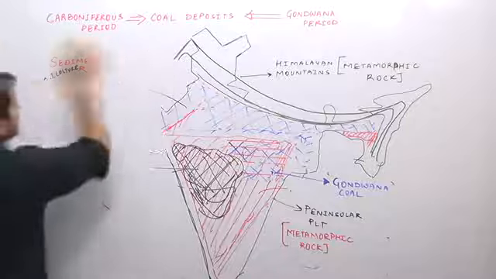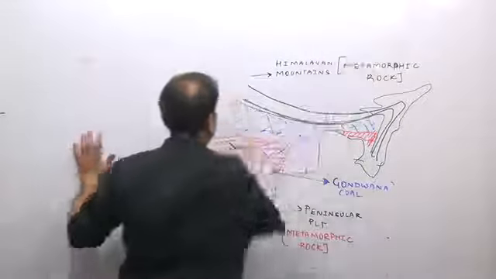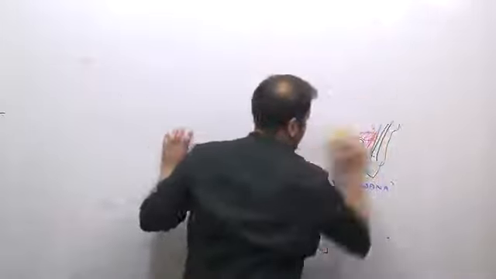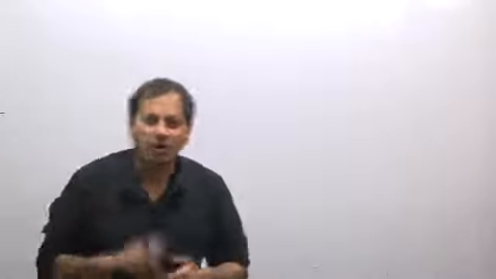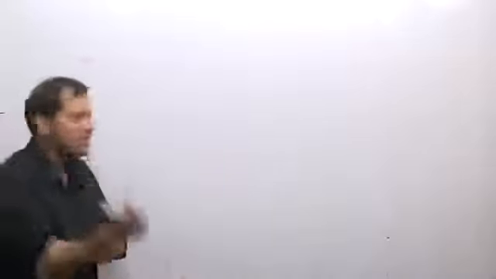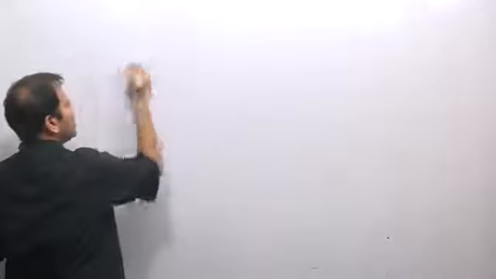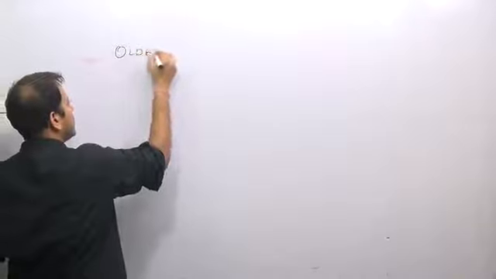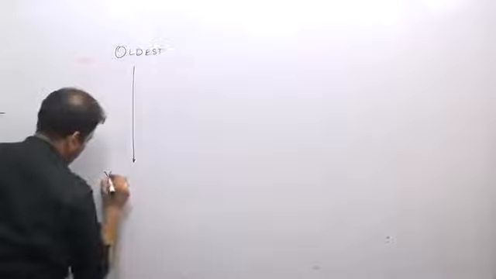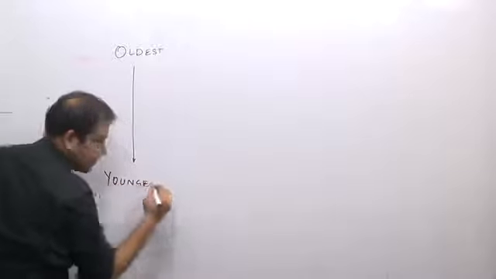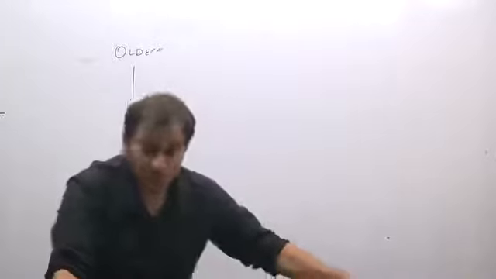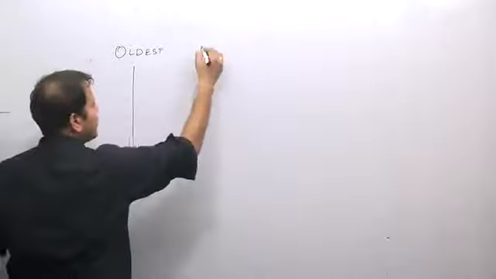Age-wise, if I try to divide the geology of India as per its age, from young to old or old to young, the geological division of India has 4 divisions. The Indian rock system can be divided from the oldest to youngest, or from the youngest to oldest, geologically into the Archean system.